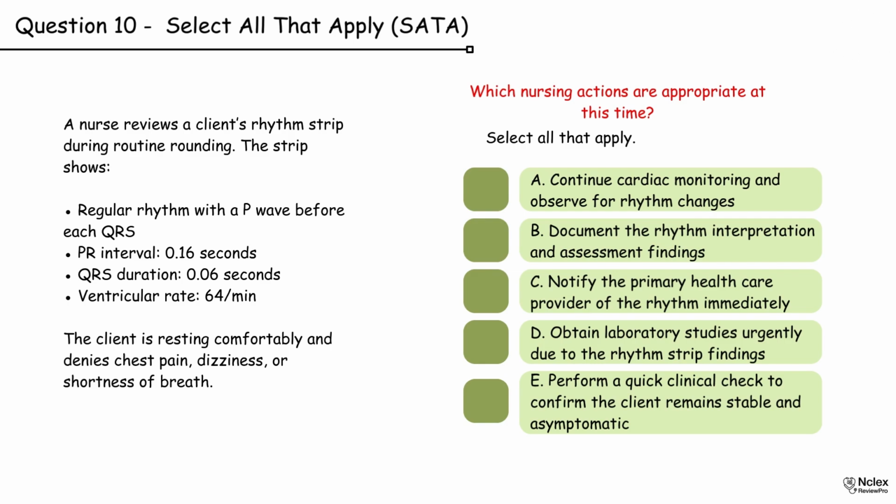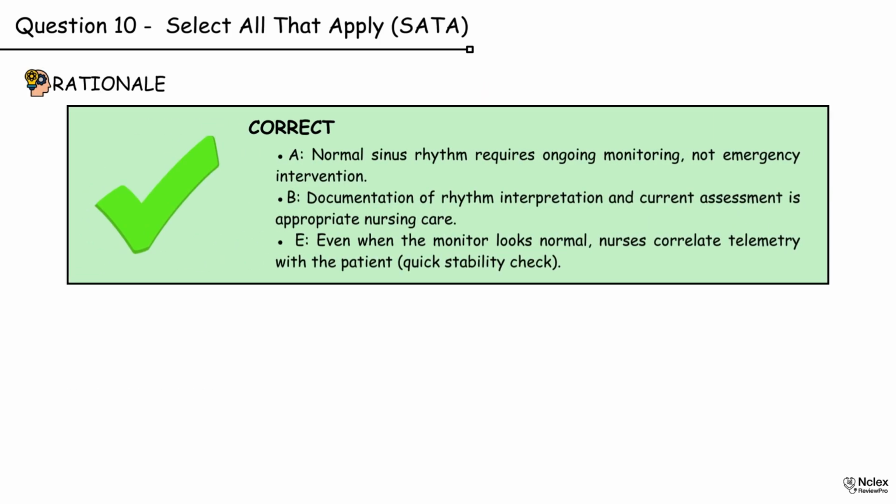The correct answers are A, B, and E. Now let's walk through this like an NCLEX nurse. This strip describes normal sinus rhythm. There is a P wave before every QRS. The PR interval is within the normal range of 0.12 to 0.20 seconds. The QRS duration is within the normal range of 0.04 to 0.10 seconds. And the rate is between 60 and 100 beats per minute. There are no symptoms, no instability, no signs of decreased perfusion.